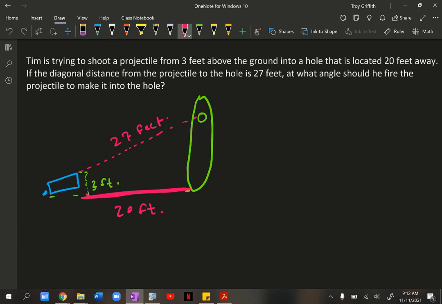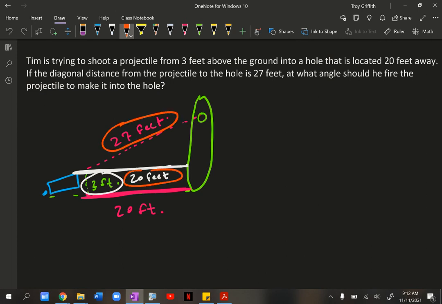What this wants to know is at what angle should we fire the projectile to make it into the hole? One thing that I would challenge you to think about on this problem is, does it really matter how high this is above the ground? All we really need to know is that this distance here is 20 feet. As long as I know that, I'm good to go. I don't concern myself with the fact that it's 3 feet above the ground, because I already have two sides of this triangle. I have this side and I have this side.